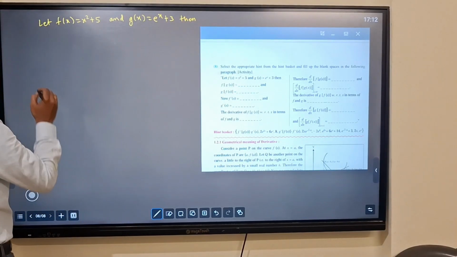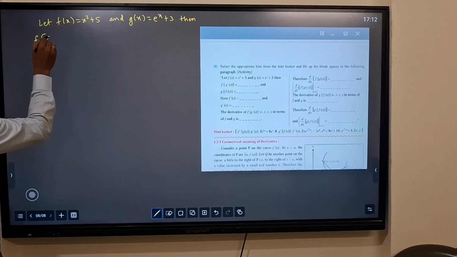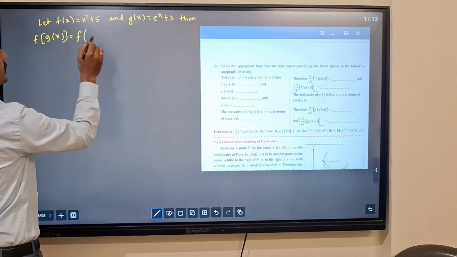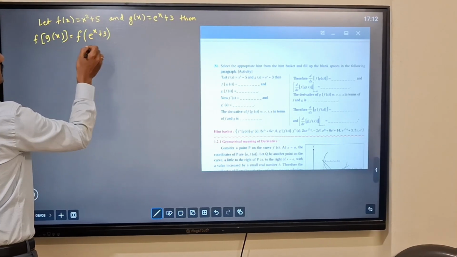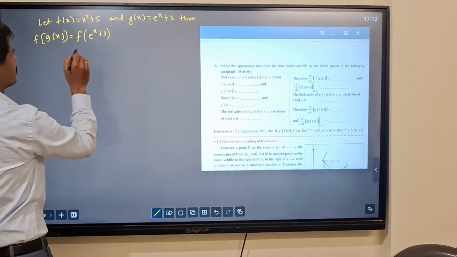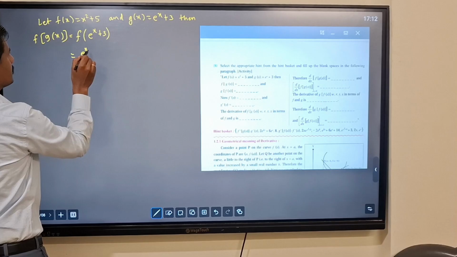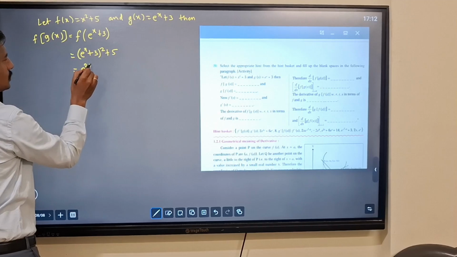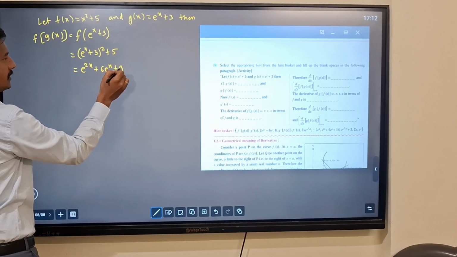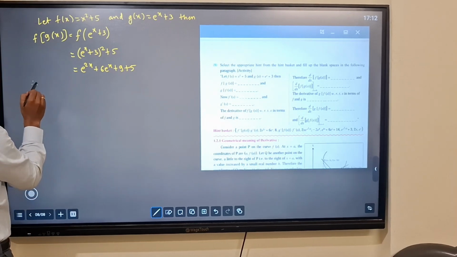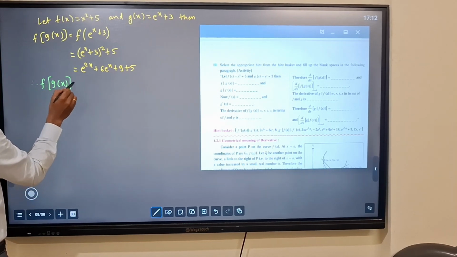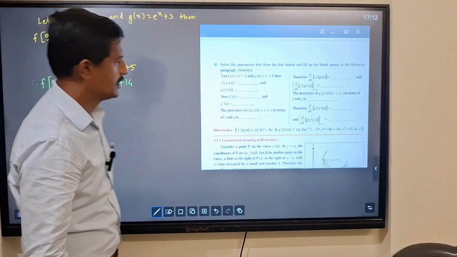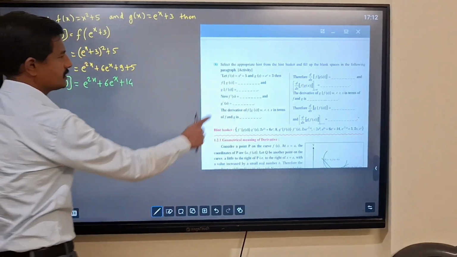Then first they ask f of g of x. Okay. f of g of x is what? g of x is e raised to x plus 3. Now use this at the x. So this becomes e raised to x plus 3 whole square plus 5. So expansion becomes e raised to 2x plus 6 e raised to x plus 9 plus 5. So first empty space, f of g of x becomes e raised to 2x plus 6 e raised to x plus 14, and that is here. Okay, this first empty space.